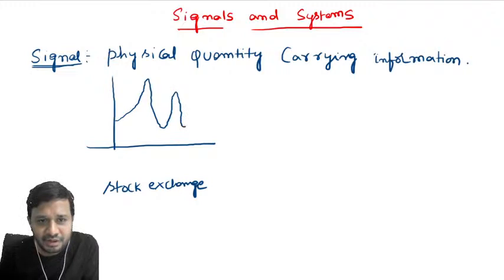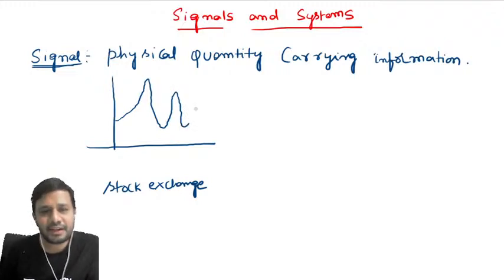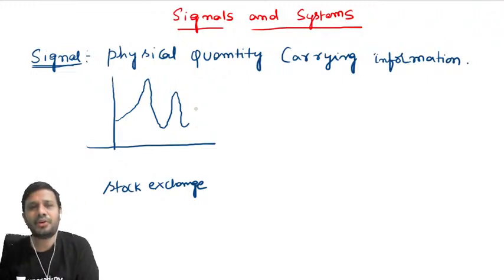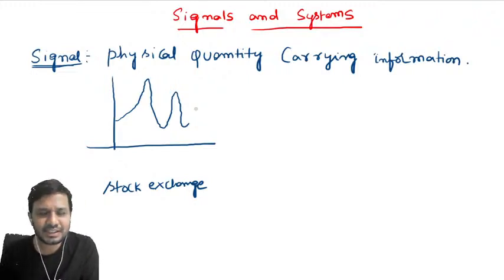These kind of graphs you might have observed in your paper. It is a signal which carries some amount of information about the stock exchange. Based on this information, I am going to take some decisions whether to buy a share or whether to sell a share. Right? So based on a signal we can take a decision.